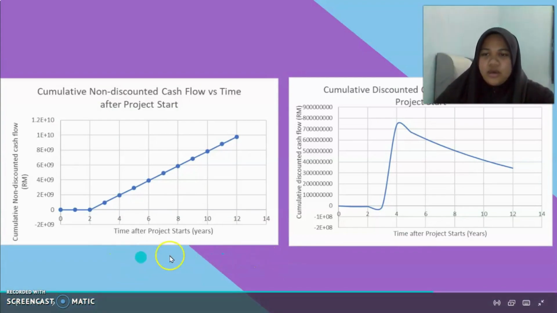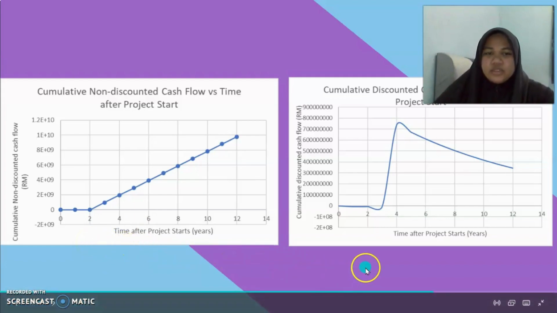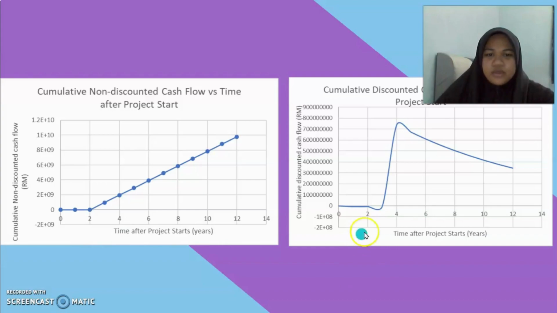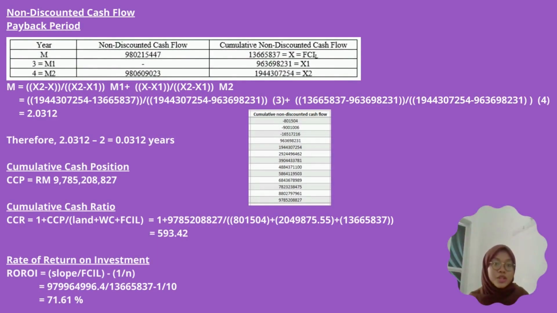As we can see here, for cumulative non-discounted cash flow, the cash flow increased after 2 years. And for cumulative discounted cash flow, the cash flow increased approximately after 2 years and a half. Next, from the non-discounted cash flow diagram, we can determine the profitability criteria. Firstly, payback period. We use direct interpolation based on the fixed capital investment value, and we got 0.0312 years.